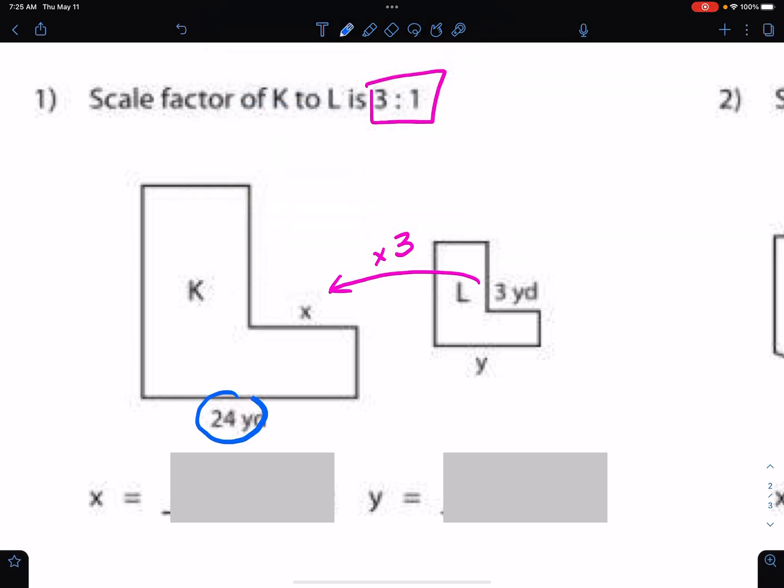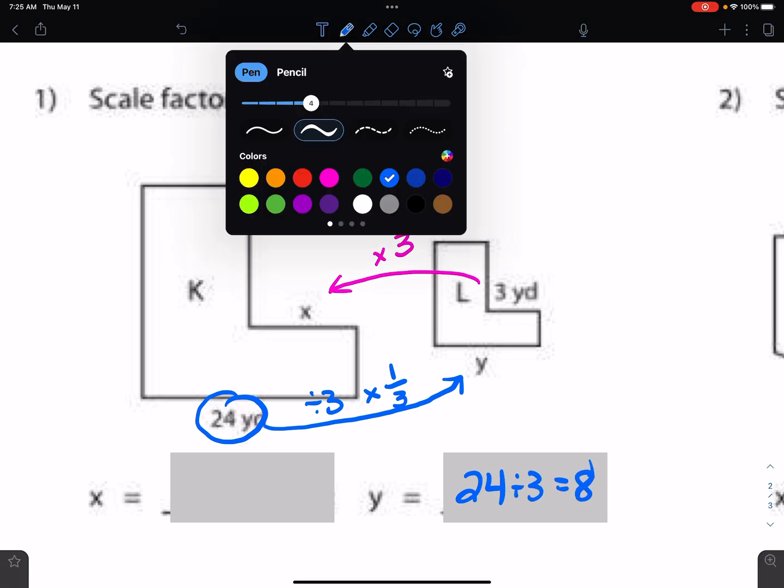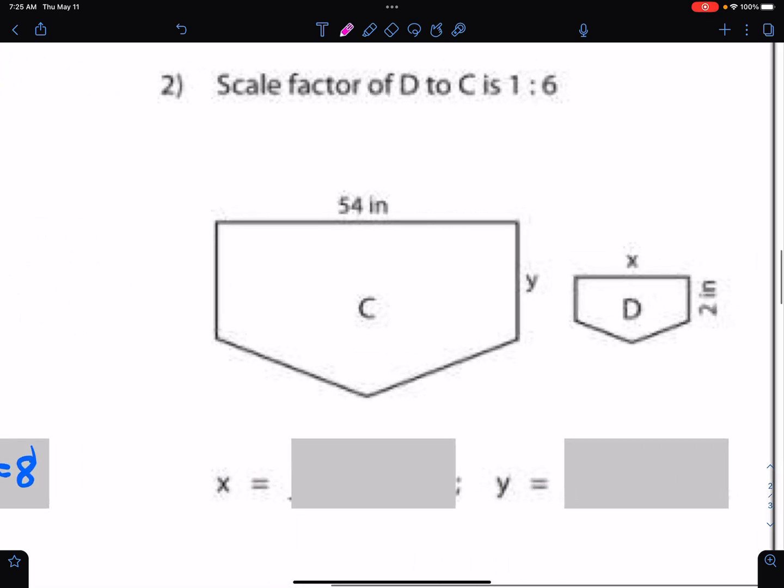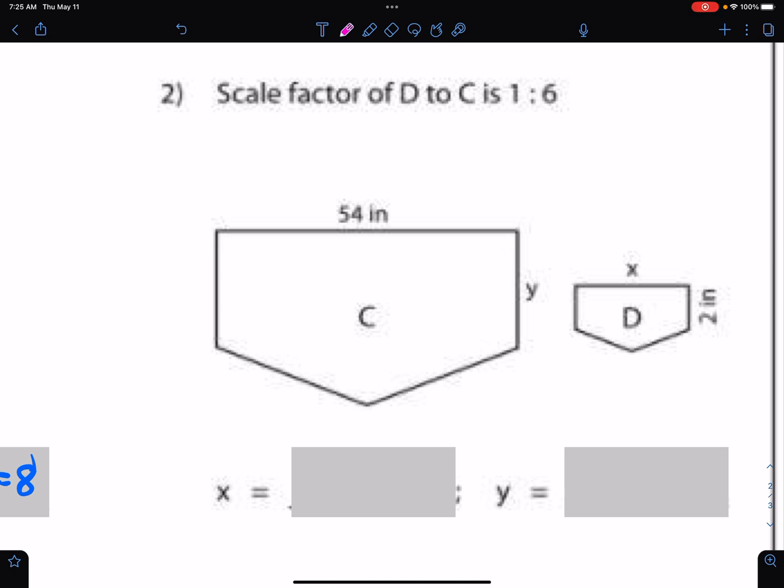For this one, since I'm getting larger, you can call it dividing by 3, or you can say times 1/3. Those mean the same thing. So for my y, I would do 24 divided by 3 equals 8. And for my x, I would do 3 times 3 equals 9. So there's number 1. Number 2 is a scale factor of 6.